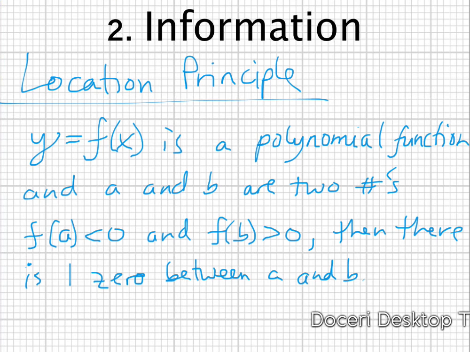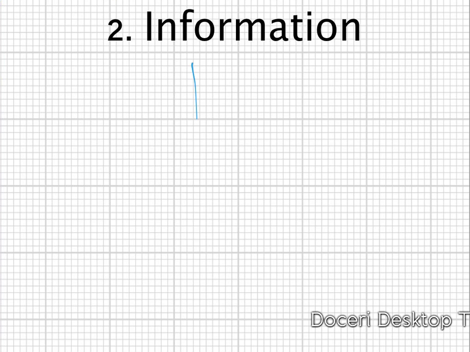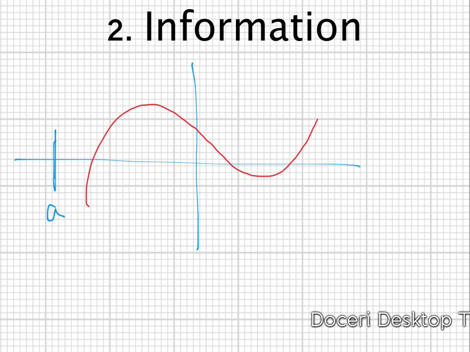That's the location principle. Think about it in terms of the graph. If I have a graph that goes like this, okay? Let's say here's A, here's B. Actually, I don't want to do that A there. Actually, no, I do. Okay, so let's say my graph goes like this instead. I'm messing up my graph here.